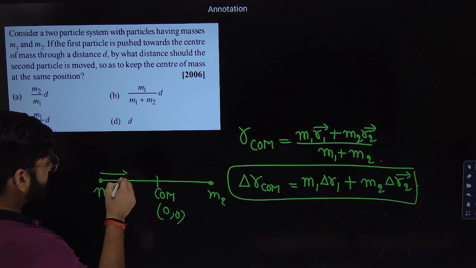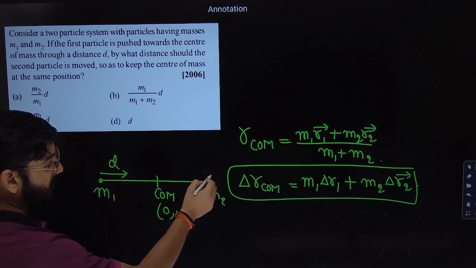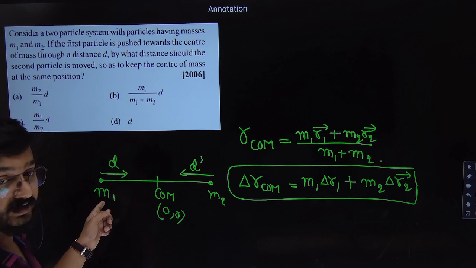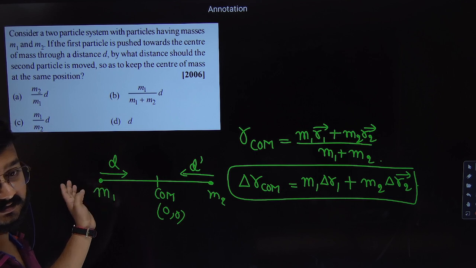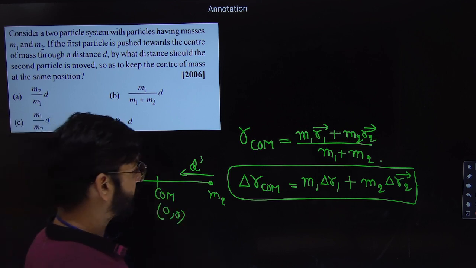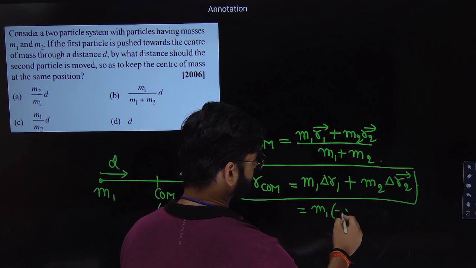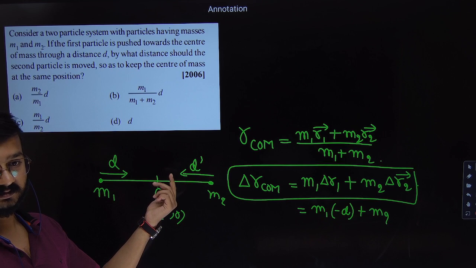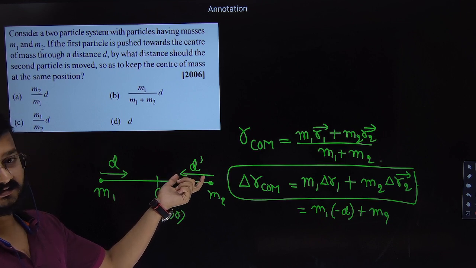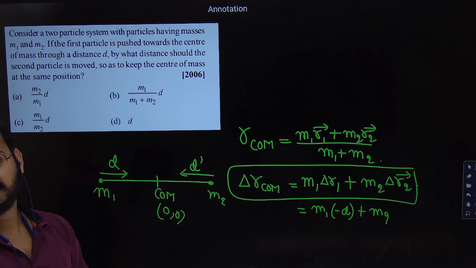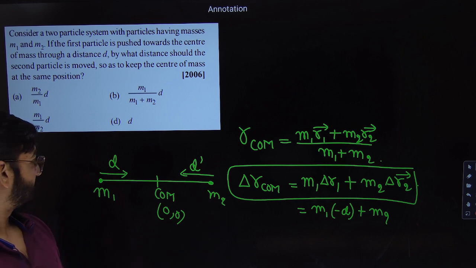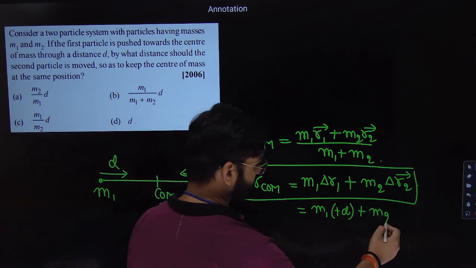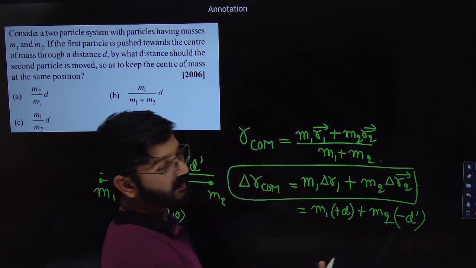So it is moved how much here? D. They are telling how much it should be moved towards this. I'm calling it D dash. So what is the change in position of M1? You will write D or minus D? Minus D towards left. M1 into minus D plus M2 into how much? This is plus or minus? I wrote this as plus, this is moving towards here. This should be minus. You can take the opposite also, it doesn't matter.